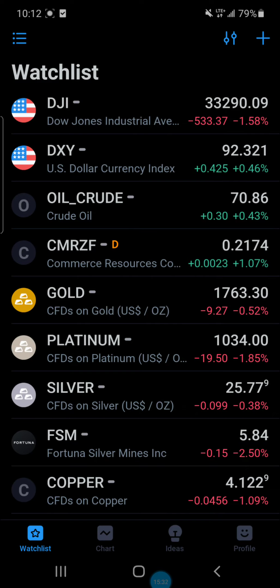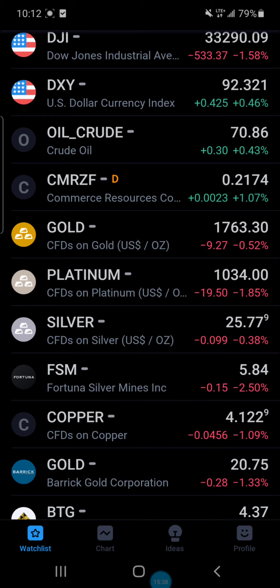Commerce Resources had a nice little rebound today, up 1.07% to 0.2174. That's our niobium mining stock. You should have a very high eye on that. I have 12,715 shares at the moment at 22 cents.